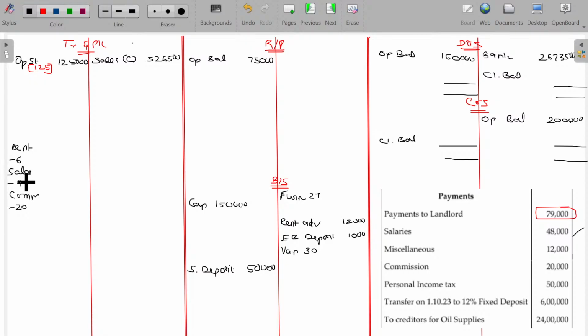Salary is 48,000. Current year expenses. Miscellaneous expenses, the value being 12,000. Commission 20,000 rupees. 20,000 rupees outstanding in the previous year. Current year commission being 20,000. Minus 20 plus 20, it becomes 0. Personal income tax 50,000. Part of drawings for taxation, personal income tax. The value being 50,000. Is that okay? Drawings.